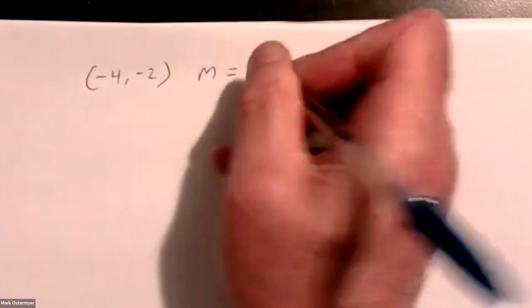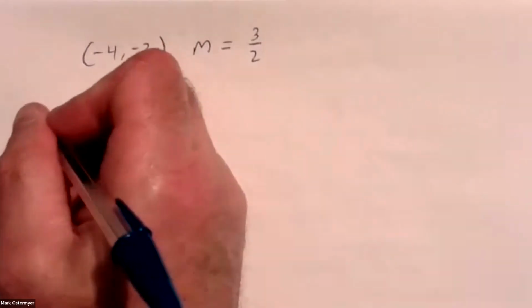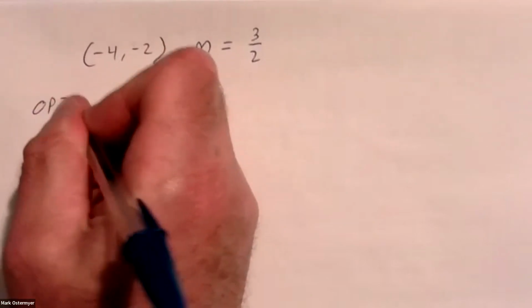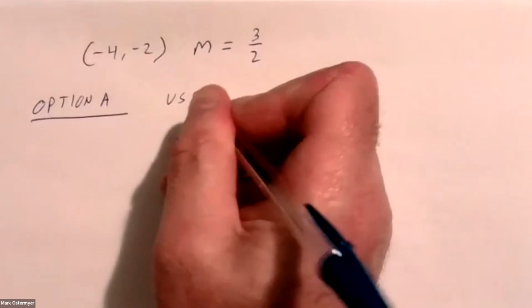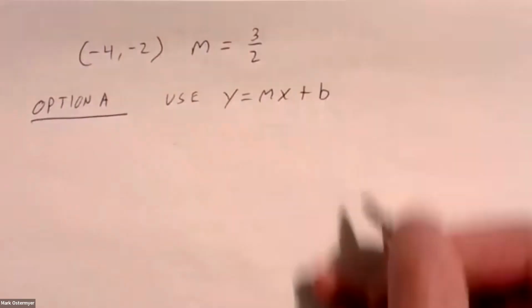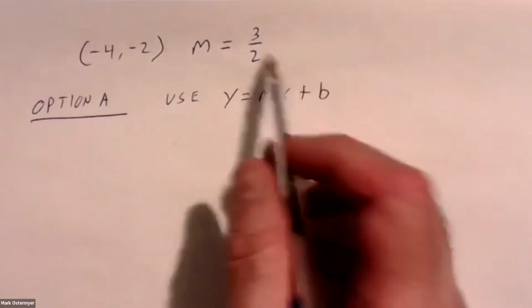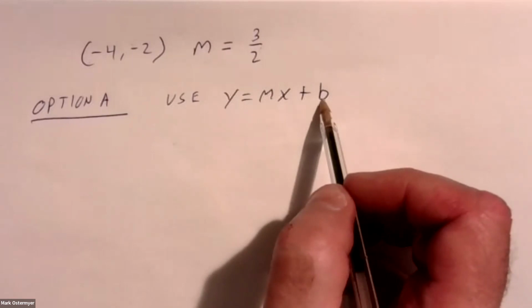So we know that the line must contain the point (-4, -2), and we are told that its slope has to be 3/2. Now, there's one of two ways you can do this problem, ladies and gentlemen. I'll call this option A. Option A is you can use slope-intercept form to write the equation of this line. But in order to do so, we're going to have to know our y-intercept. We already know our slope, but we've got to find our y-intercept.